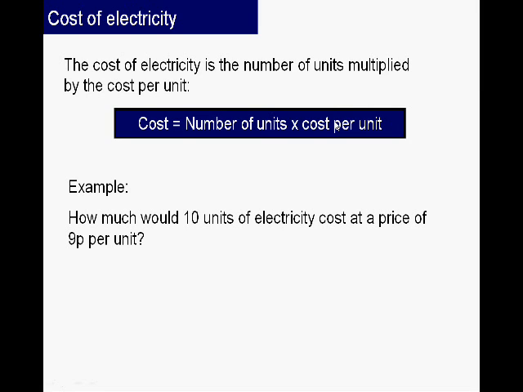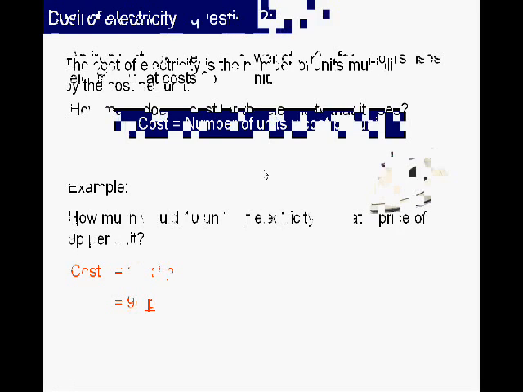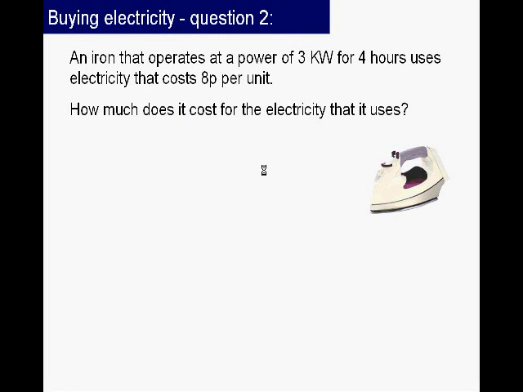So as an example, how much would 10 units of electricity cost at a price of 9p a unit? The number of units will be 10. The cost per unit will be 9. We times those together and the answer is 90p. But the questions will not always be that easy. If we look at this one, this question says an iron operates at a power of 3 kilowatts for 4 hours. The electricity costs 8p a unit. How much does it cost?